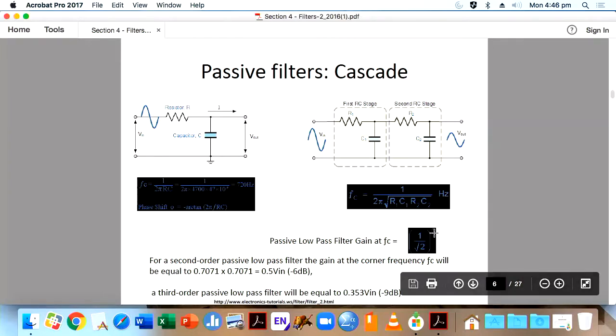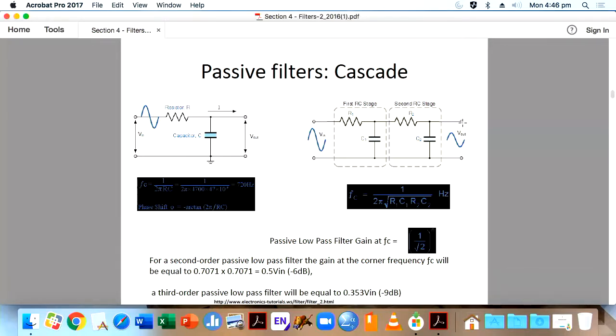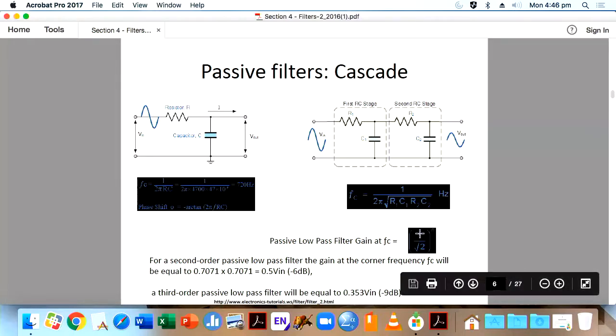Means if you got a second order passive low pass filter, means 2 stages, the gain at the corner frequency, means at FC, what gain you will get is, here you are connecting 1 volt. If you are connecting here 1 volt, you get only 0.5 volt here. So you can find out, so that is 1 by root 2 the whole raised to n, that is the passive low pass filter gain.